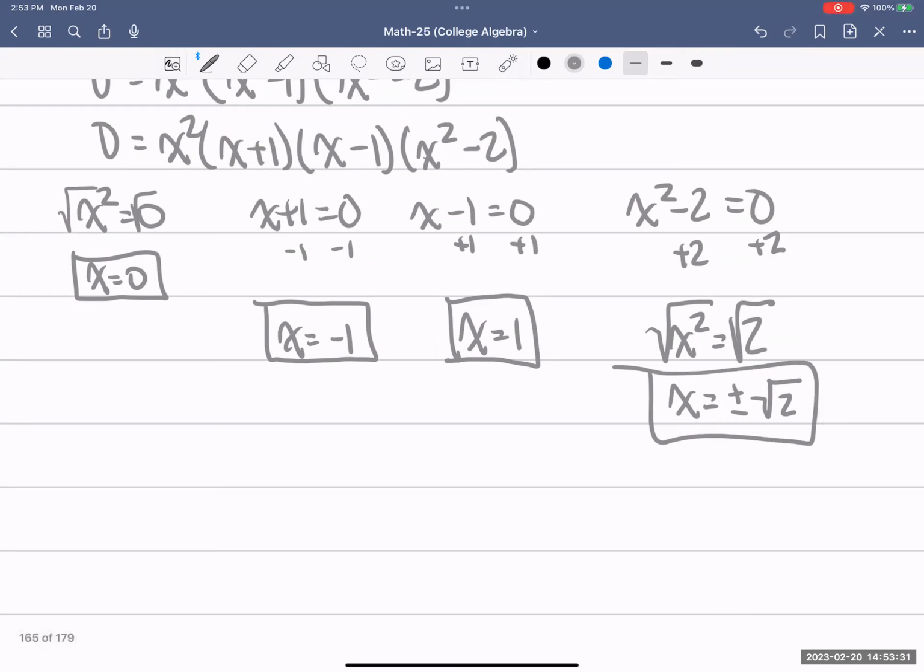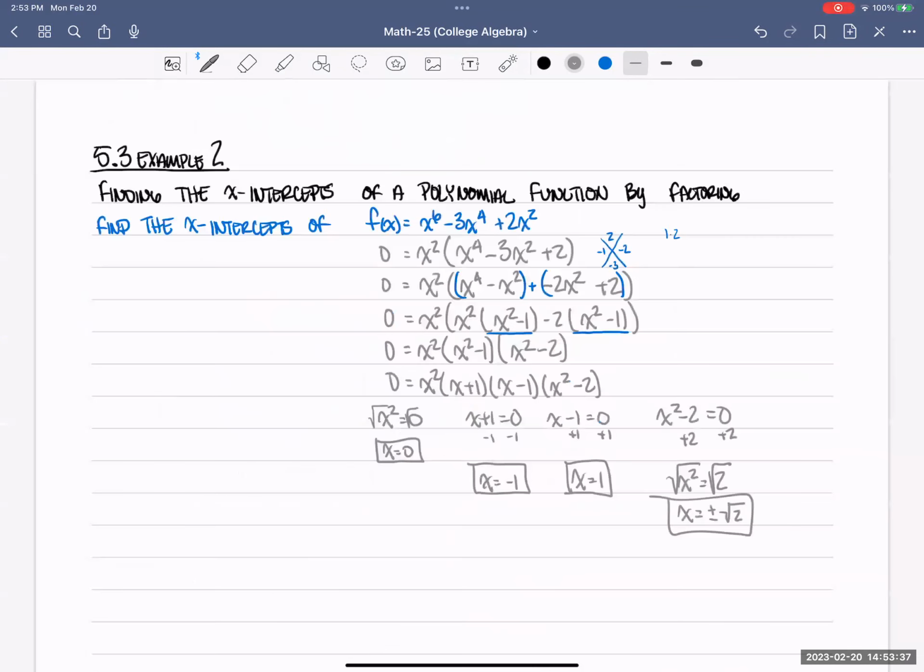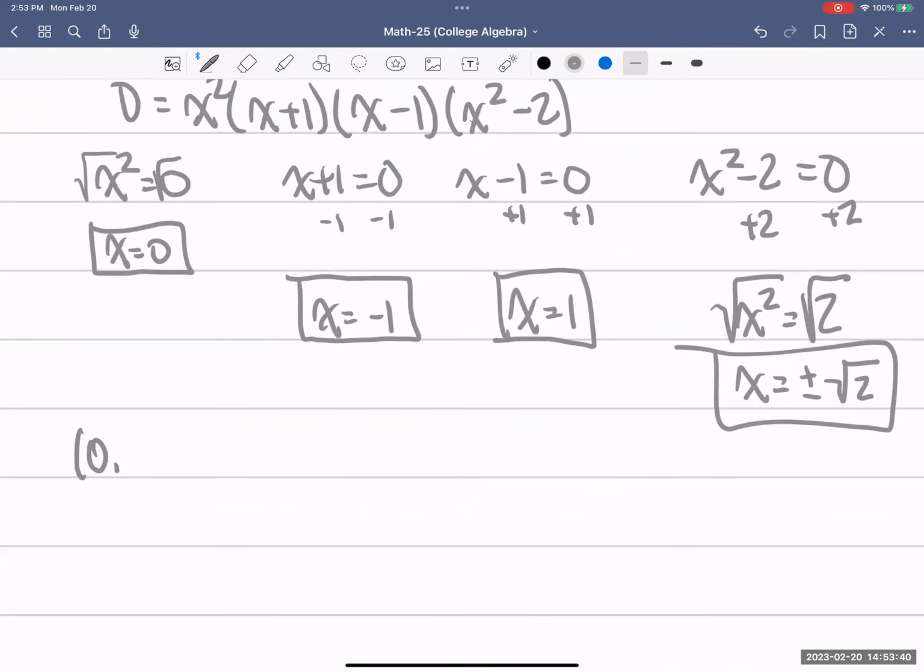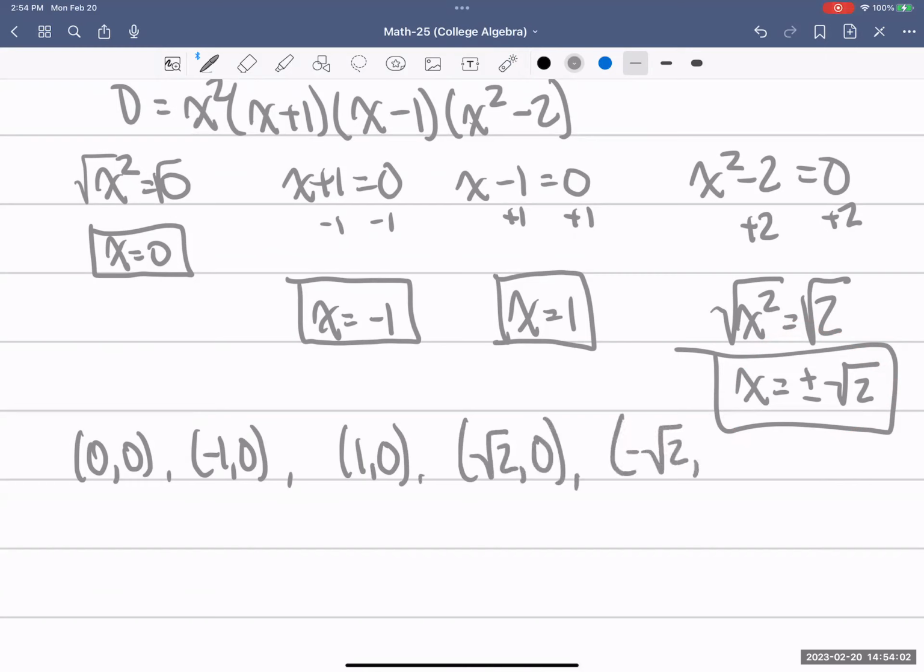So our zeros of this function is what we call these. Our x-intercepts are when y is equal to 0. So we have 0, 0. For this one, we have -1, 0. For this one, we have +1, 0. For this one, we have two solutions. We have the square root of 2, 0. And lastly, we have negative square root of 2, 0. So those are all of our x-intercepts. If you have any questions, please feel free to ask. Otherwise, bye.